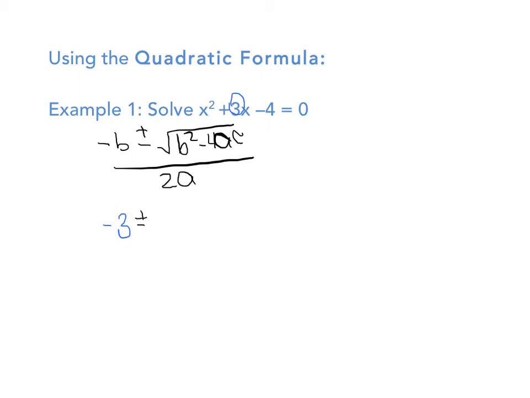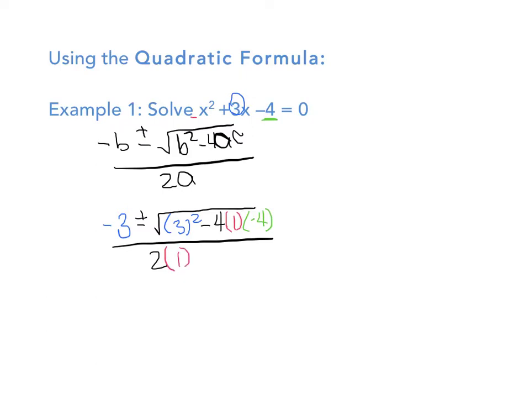Plus or minus the square root. We have b again, which is 3 squared. Minus 4 is always there in the formula. A we'll put in red. A is the ninja 1, so we have 1, that's a parentheses, times c, and we'll make c green. C is negative 4, so times negative 4. And that's all over 2 times our a value of 1.